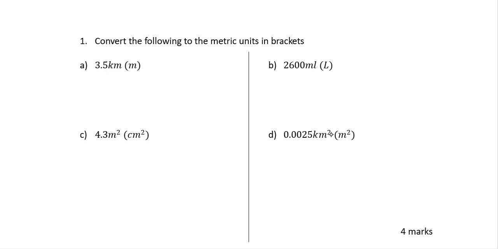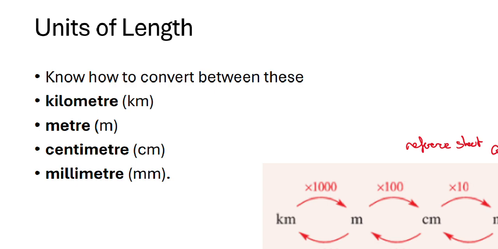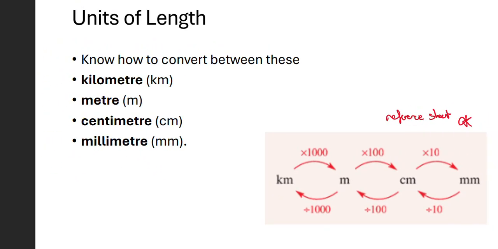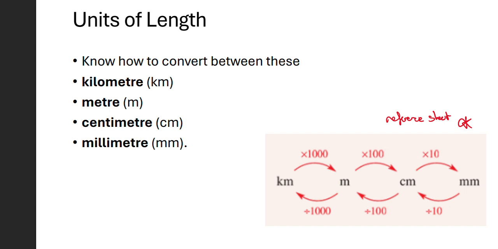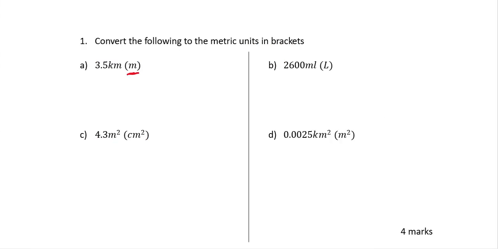So question one, convert the following to the metric units in brackets. I have 3.5 kilometers and I need to convert it to meters. Just go to your little cheat sheet here. I need to convert from kilometers to meters, so as I can see, I need to multiply by 1,000. So I'll just do 3.5 times 1,000, and if you type that in your calculator, you should get 3,500 meters.